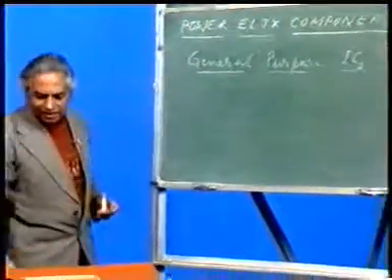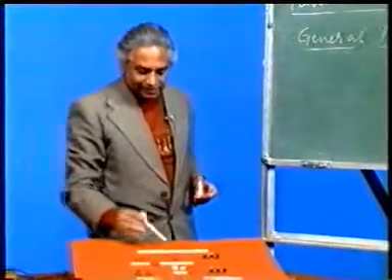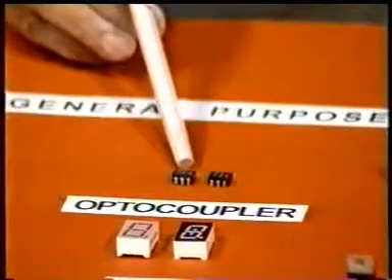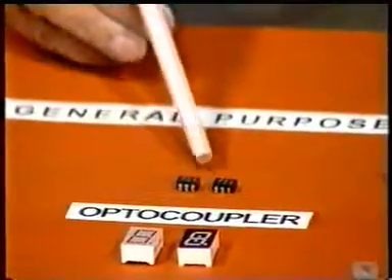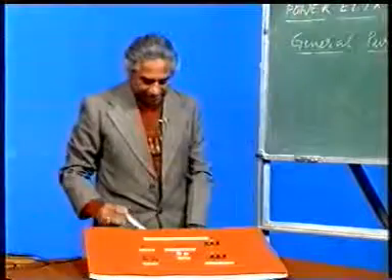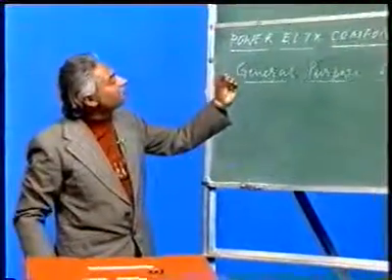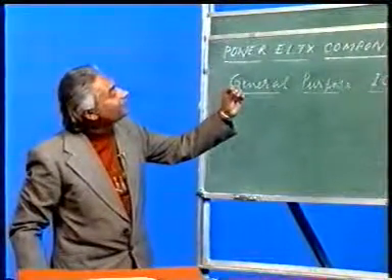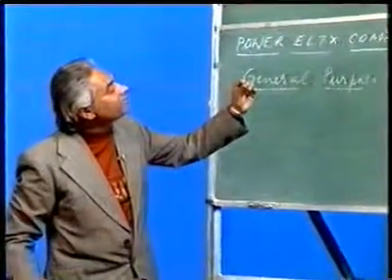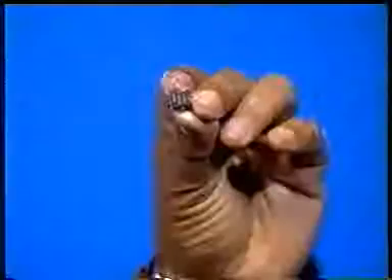You can see it here. You see, this is an optocoupler. Again, it is a 6-pin IC. You will find 6-pin IC. I have got in my hand also. You can see there are 3 pins at the top, there are 3 pins at the bottom. So in all, it is a 6-pin IC.